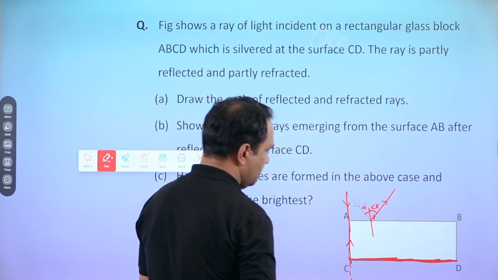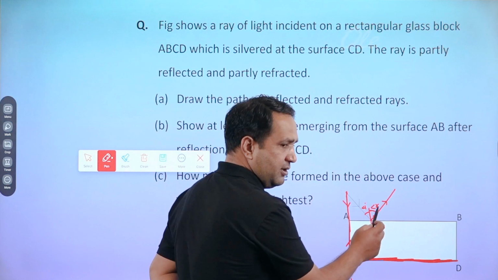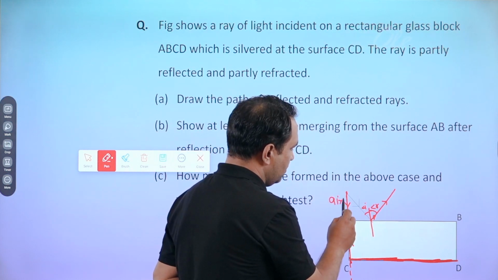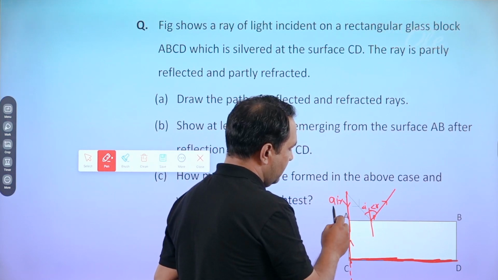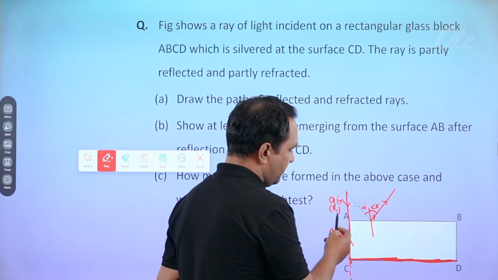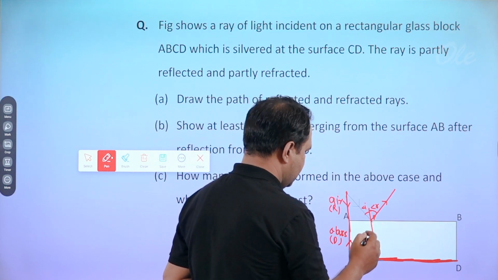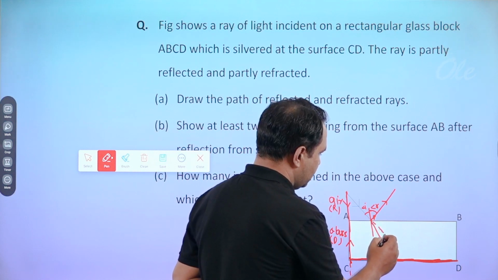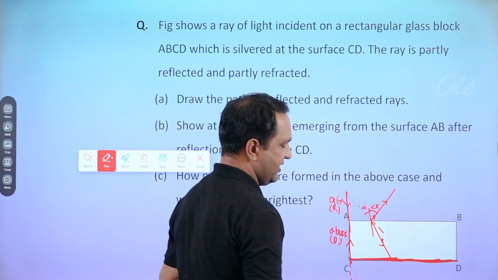Now, some part of the ray is reflected, the rest part will be refracted. As we are entering from air to glass, so we are moving from rarer to denser medium. What will happen when we are moving from rarer to denser medium? The light ray will move towards the normal, means now it will go like this. Though it should go like this, but will go like this. So this is a refracted ray.